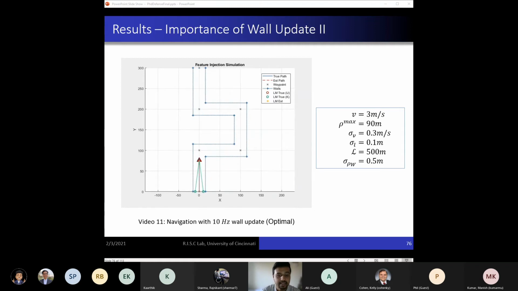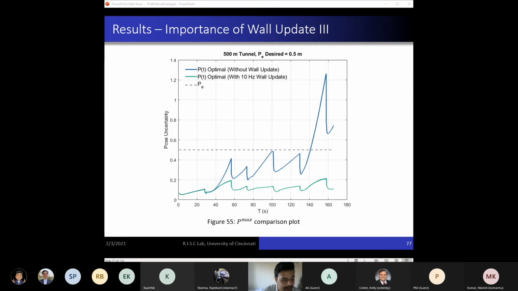This is the same case, but with a 10 Hertz wall update this time. It can be seen that the covariance is much tighter. So even though the position covariance increases, especially as seen in the perpendicular direction, even in the last segment, it does not cross the desired limit set by the user. And figure 55 clarifies this issue.